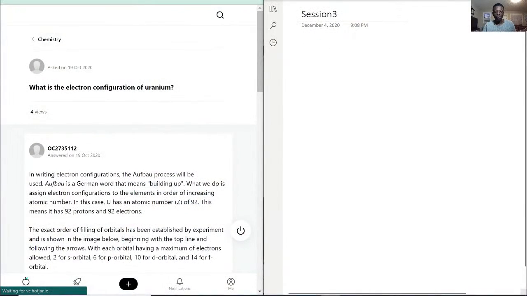So, with that being said and the formalities aside, we can kick off this lesson with the first question for today, and that would be, what is the electron configuration of uranium?